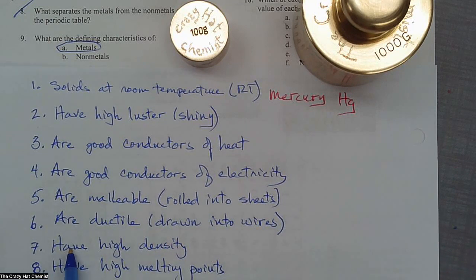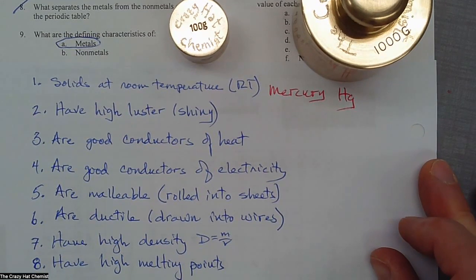Number 7, metals have high density, that is, high density is mass per unit volume. That is, they have a lot of mass for a relatively small volume. And metals, finally, have a high melting point. That is, again, they are solids at room temperature and pressure. Okay. All right. So those are the characteristics of metals.